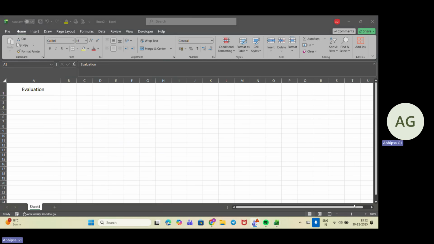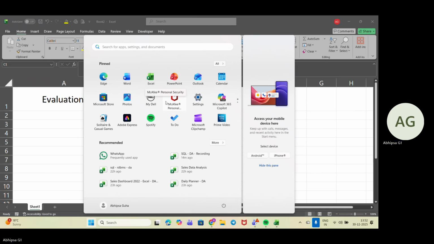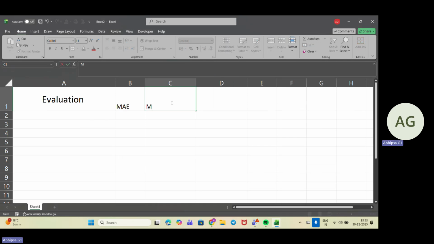Hopefully it is visible to you, so let me zoom in. Evaluation. The very first thing that we will be discussing is MAE. MAE is mean absolute error. Let's just write it. So this is the part about MAE, the mean absolute error.